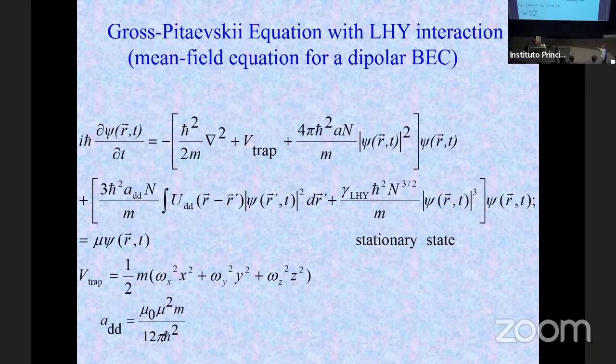And for the stationary state, you have this Hamiltonian equal to mu times psi. And this is a trap. And this is the dipole length of the system.